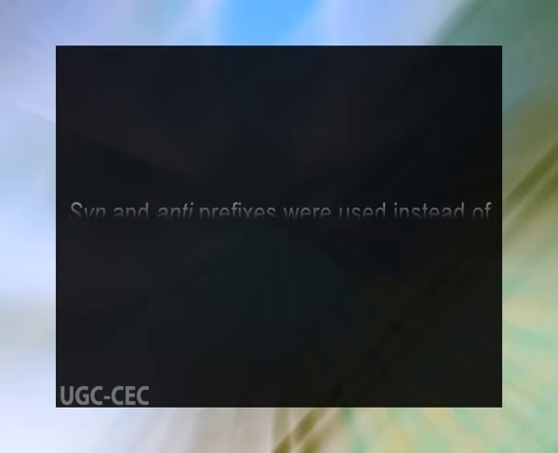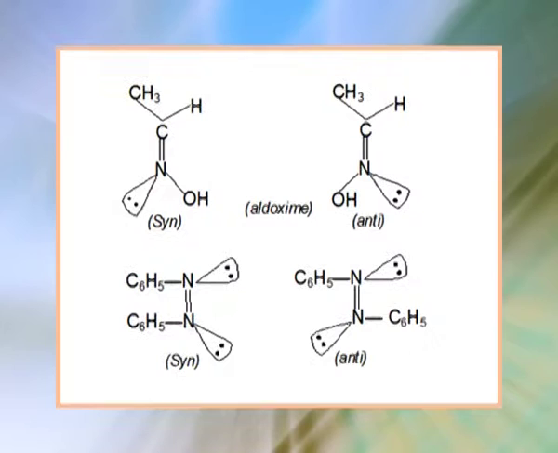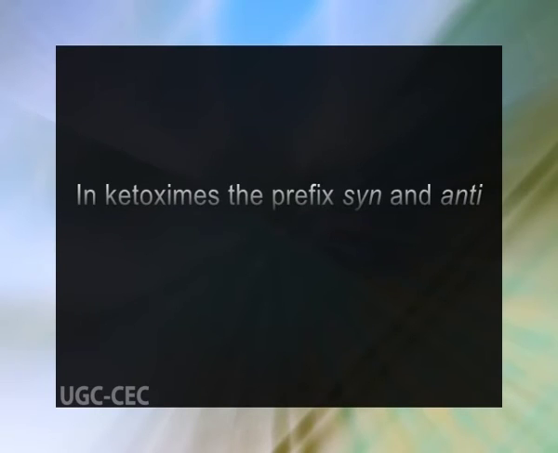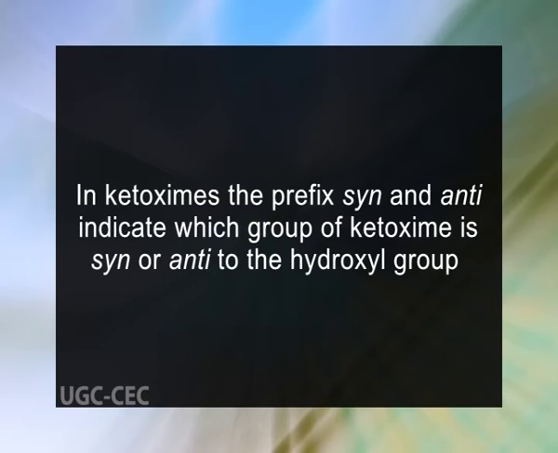Previously, syn and anti prefixes were used instead of cis and trans to designate these isomers. In aldoximes, when hydrogen and hydroxyl group are on the same side, the isomer is called syn, and when on the opposite side, the isomer is the anti isomer. In ketoximes, the prefixes syn and anti indicate which group of the ketoxime is syn or anti to the hydroxyl group. The isomers are now satisfactorily designated by E and Z nomenclature.